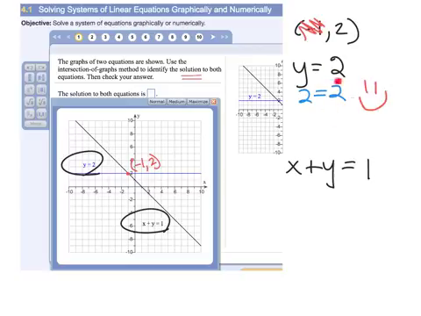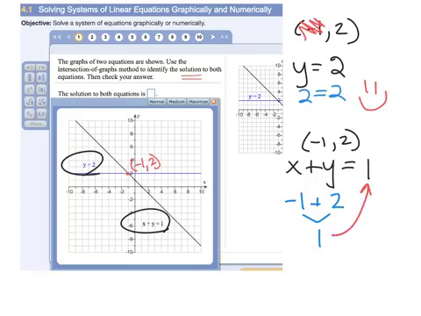So now that that one's a smiley face, we need to make sure that -1, 2 works for this line. So wherever we see an x, we're going to replace it with a -1, and wherever we see a y, we're going to replace it with a 2. And -1 plus 2 is equal to 1, which is exactly what we were hoping it would equal. So it's a smiley face on both of them. So that's proof that -1, 2 is a solution for both lines.